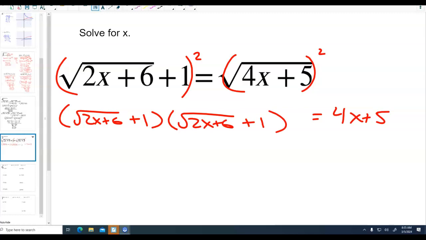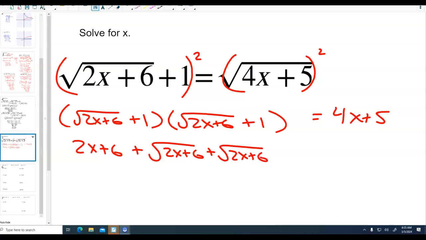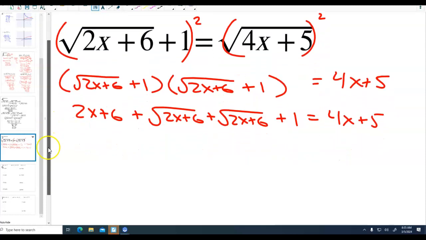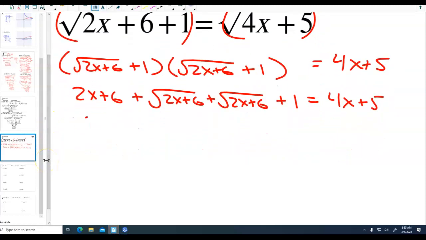And when I FOIL that out, radical 2x plus 6 times radical 2x plus 6 is 2x plus 6. Radical 2x plus 6 times 1 is radical 2x plus 6. 1 times radical 2x plus 6 is radical 2x plus 6, and 1 times 1 is 1. And then I need to combine my like terms. 2x plus 7 plus 2 radical 2x plus 6 equals 4x plus 5.